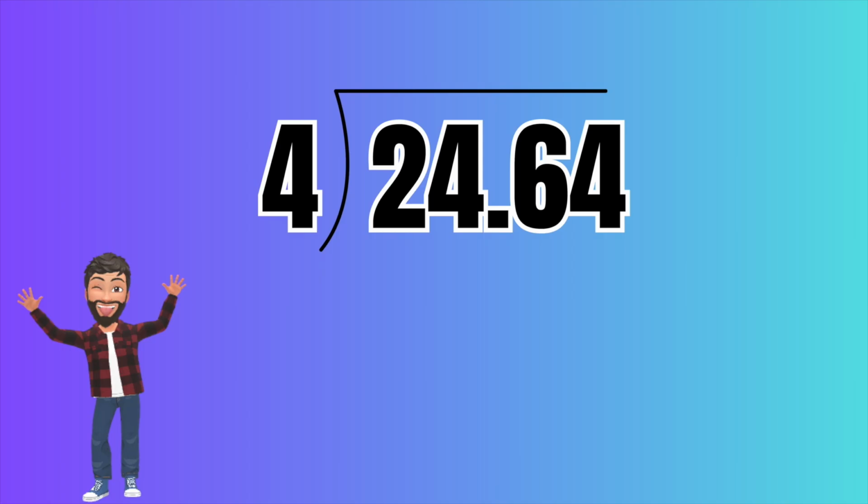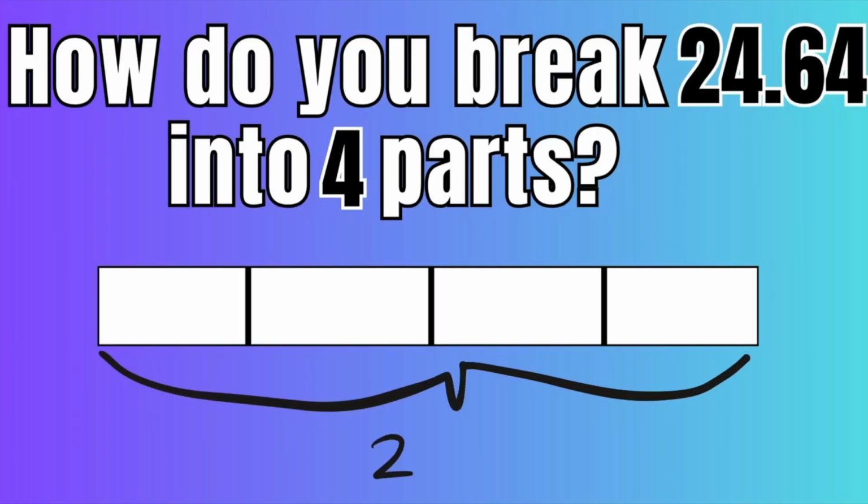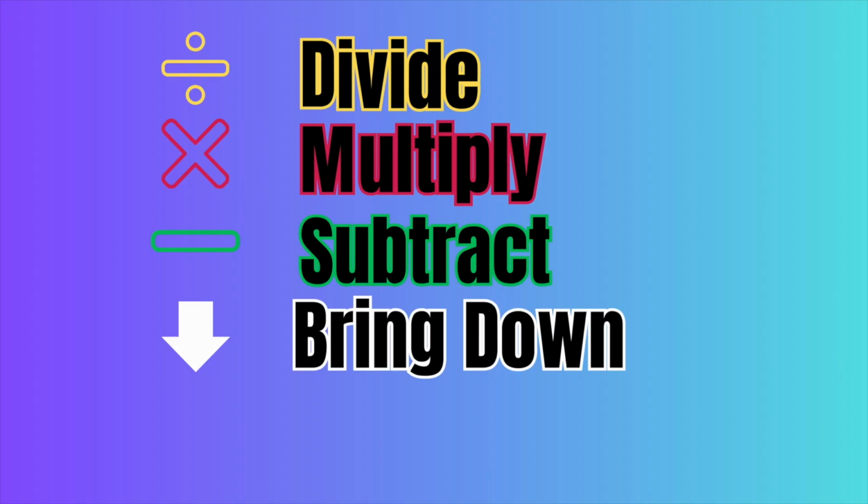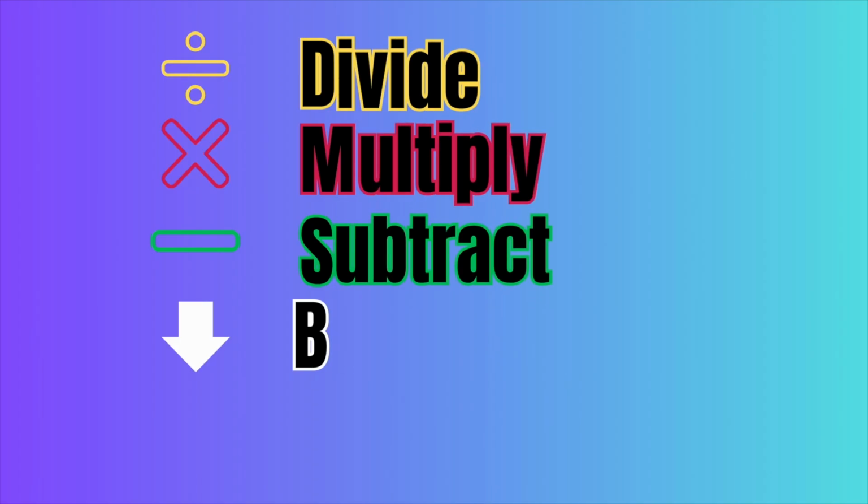Problem number 3. Let's make it a little bit more difficult. Let's do 24 64/100, or 24.64 divided by 4. Let's break that up into 4 parts. Don't forget to write DMSB, divide, multiply, subtract, bring down. And remember, after you do the bring down, you're going back to the beginning. So you'll do it again. Divide, multiply, subtract, bring down. All right, let's get started on problem number 3.